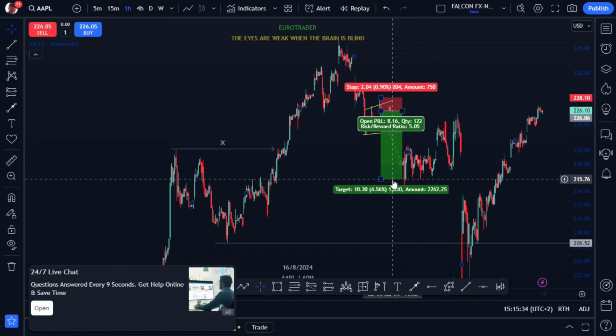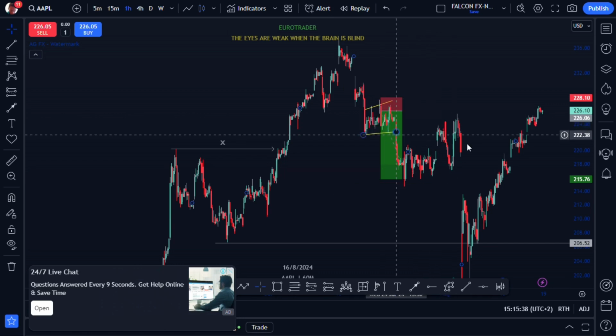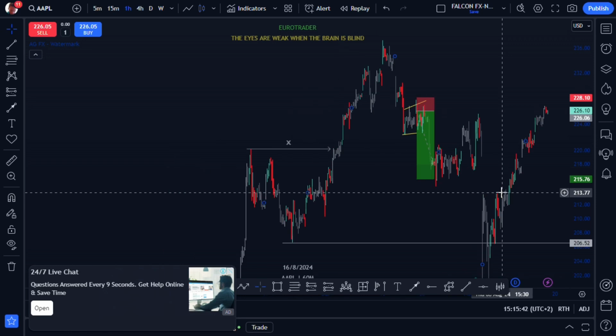I got out with a 5% actually. If you don't know how to see it, you can look here. The risk to reward ratio is showing you 5%, but I'm supposed to go out with 9%.